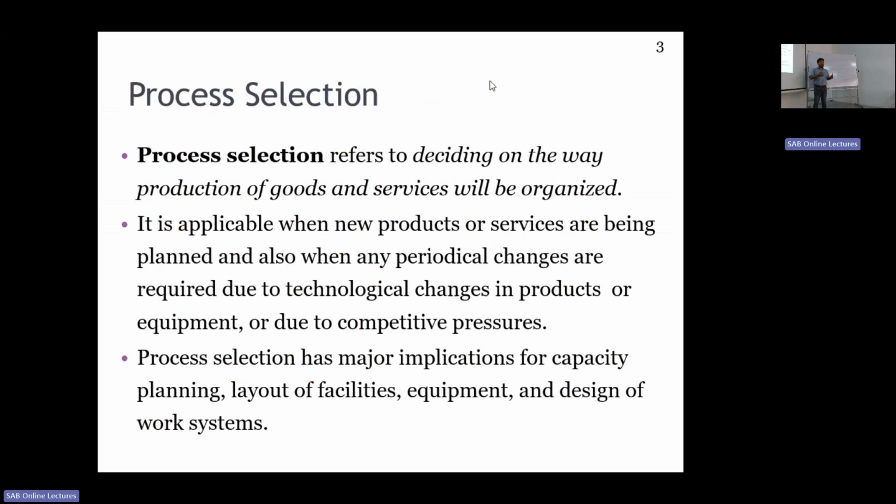However, when a new product is planned and a new production facility is designed, they'll have to make this decision, right? It's applicable when new products are being planned. And also, when any periodical changes are required for the factory due to technological changes, equipment changes or competitive pressures, the way production activities are organized can be changed, and that decision is called the process selection decision. Is that clear?